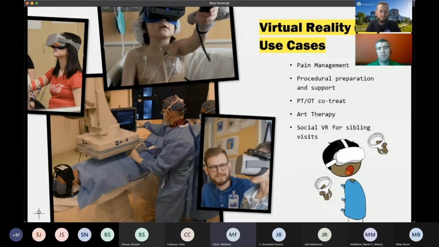And the purpose of seeing that is it goes to show how easily VR can take the user out of one reality and make them feel like they're experiencing another, which is the whole point of this. And with that, VR can be used to help with normalization, pain management, procedural preparation and support. It can be used to co-treat with PT and OT, with art therapy, and it can even be used as social VR for sibling visits.